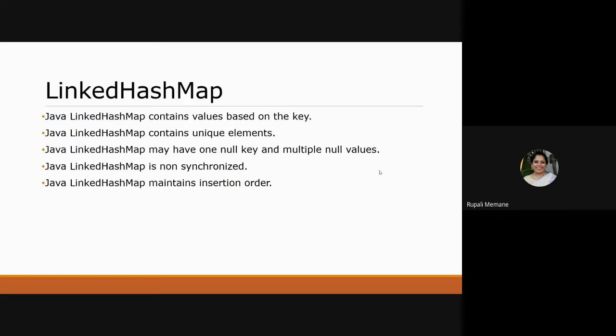So now linked hash map will basically have a key and value, it will contain unique elements, it may have one null key and multiple null values. So one null key is acceptable and multiple null values. That means, let's say I have given the keys 21 to 30, but still the students are not assigned to me. So that means all the values will be null. As soon as the admissions come in or the new students come in, then the values can be changed. And one null key and I have.